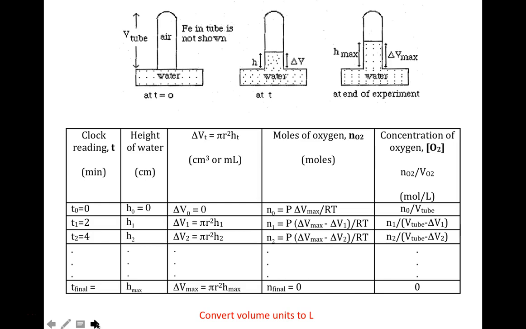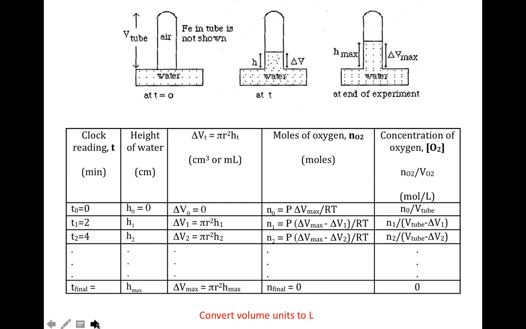So if we take a look at the equations that are being used here, for the first 3 columns it's pretty straightforward. But just like what we did with the Clausius-Clapeyron lab, you're going to need to also solve for your final values. Specifically, you're going to need to solve for delta V max first.